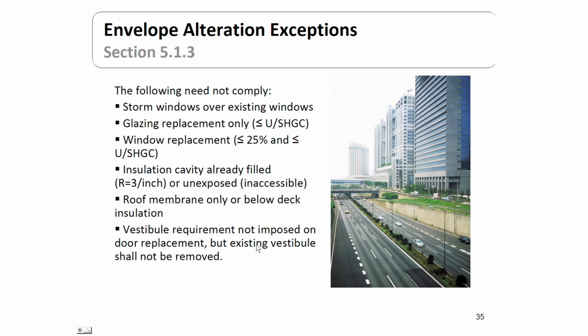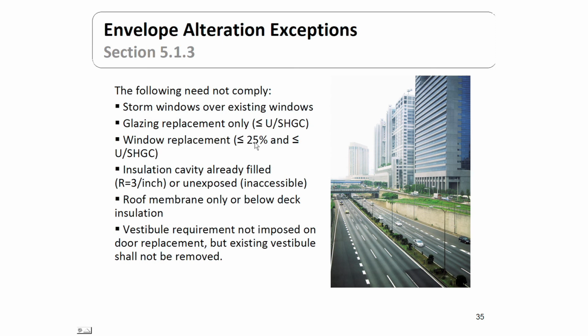I want to cover a few alteration exceptions related only to the envelope. If you're putting storm windows over existing windows, those are exempt. If you're replacing windows, make sure the U factor and the solar heat gain coefficient is not greater than what was in there before. The only requirement is that it be equal to or less.